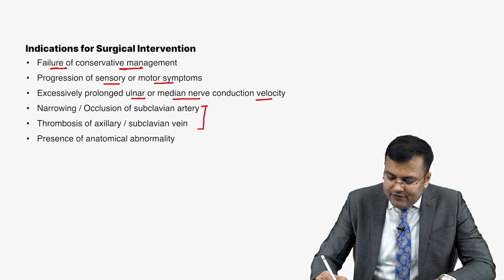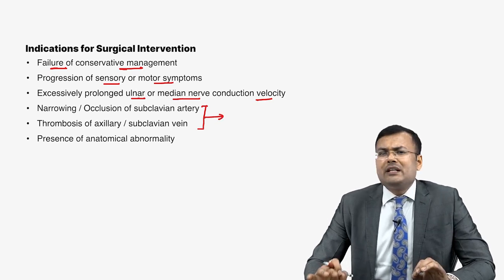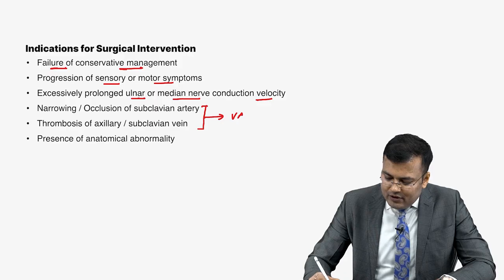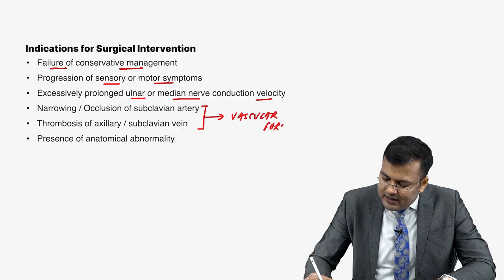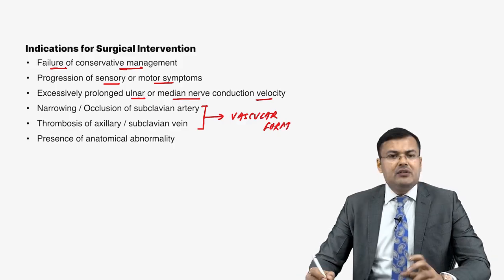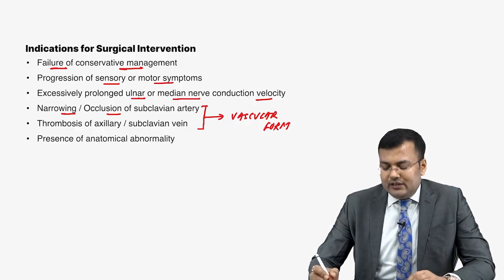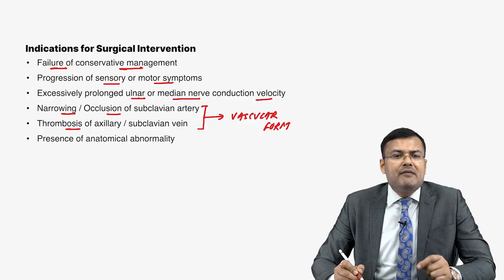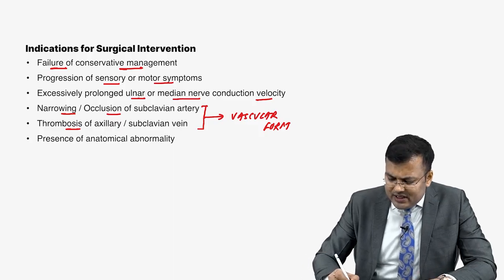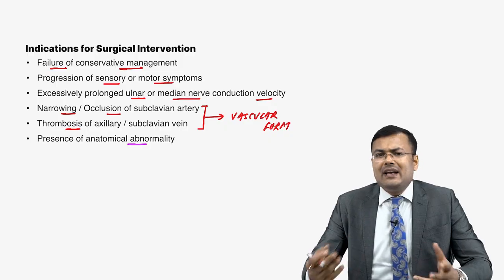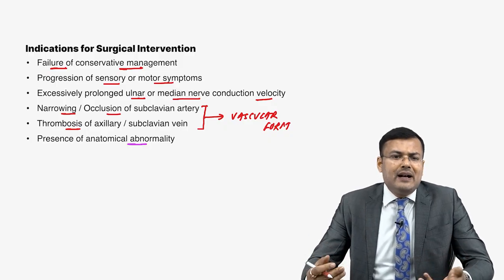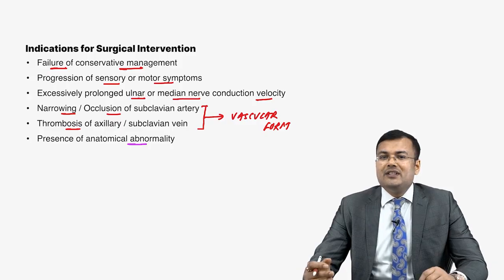If it's the vascular form, guys, conservative management is not done in the vascular form. So in the vascular form, we have to go for urgent surgical intervention. Whenever there is narrowing or occlusion of the subclavian artery, or there is thrombosis of the axillary or subclavian vein, or the patient has some anatomical abnormality like a cervical rib or fibrous band, in all these cases, we go for surgical intervention.